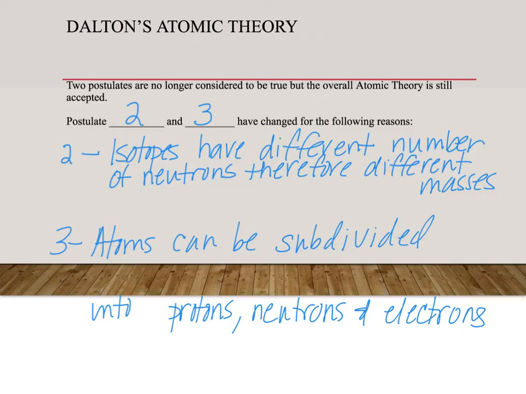And then number 3 has also been modified, because we know more now, that we actually can subdivide atoms, and that is into subatomic particles of protons, neutrons, and electrons. So you would need to know in a test the two things of Dalton's atomic theory that have been changed. All right, so let's talk about the parts of the atom.